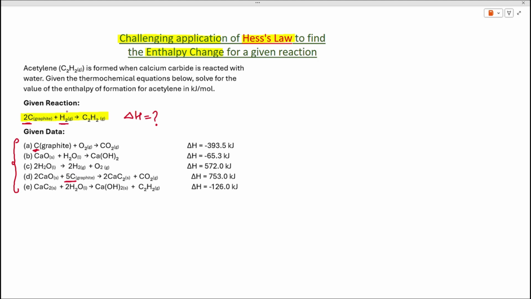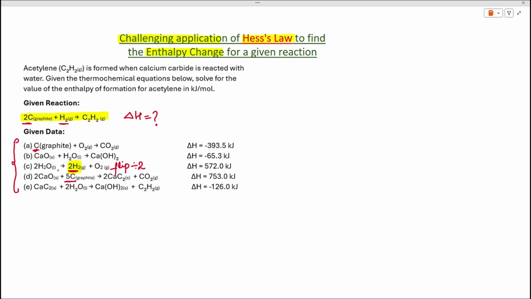Hydrogen is the next reactant. We have it only in one of the reactions, so we can deal with it. We need it on the reactant side. This is on the product side, so which means we need to flip this equation, and at the same time we need 1 mole of it. We have been given 2 moles of it, so we have to also divide this by a 2.